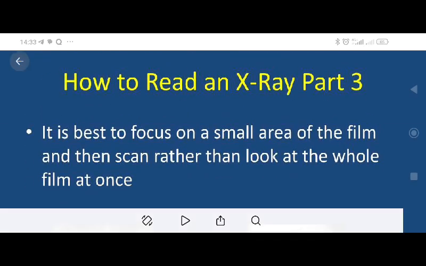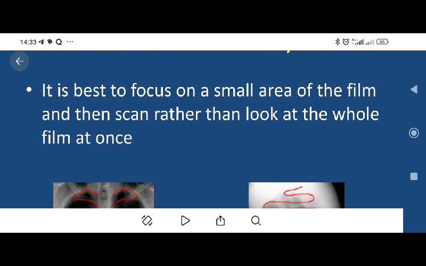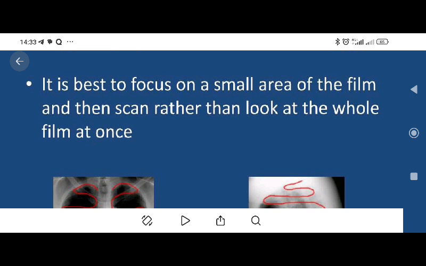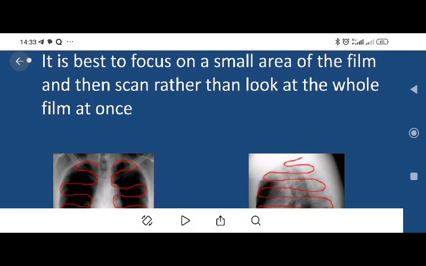Now, it is best to focus on a small area of the film and then scan, rather than look at the whole image at once. What is this trying to tell you? That normally when you are critiquing a film, it's better you look at a particular location in the film before you start going to other places. Don't just look at a film and start, that's how you look at a film and just think it's normal.